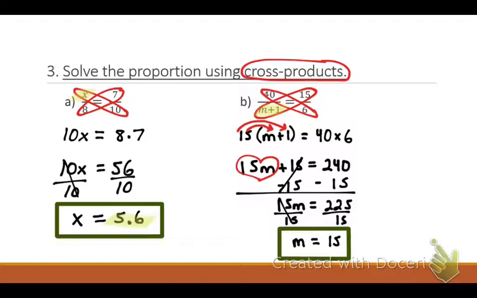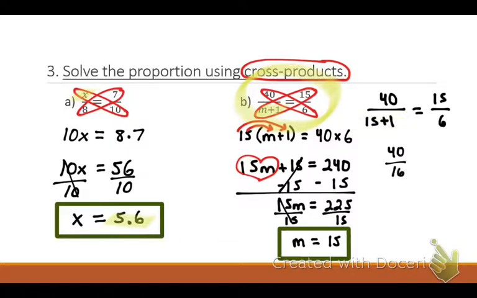Okay, and once again, like I said before, if I wanted to redo this, 40 over m plus 1 equals 15 over 6. Let's just check this out. Guys, instead of putting an m, we discovered what m is. What is it? 15. So I'm going to get rid of that, and I'm going to put a 15. Now, guys, let's focus on this. What is 15 plus 1? 16. So put this into your calculators. 40 over 16.